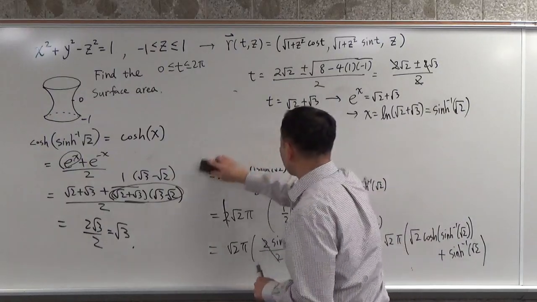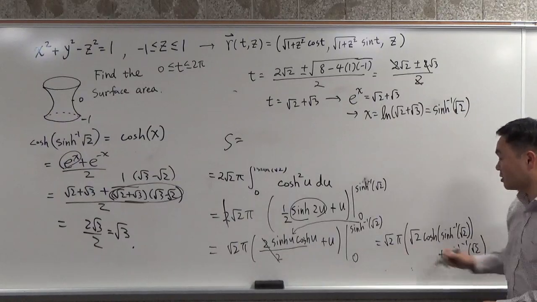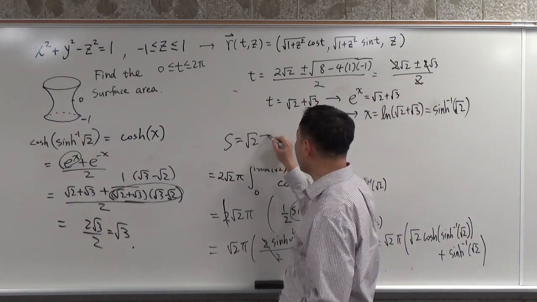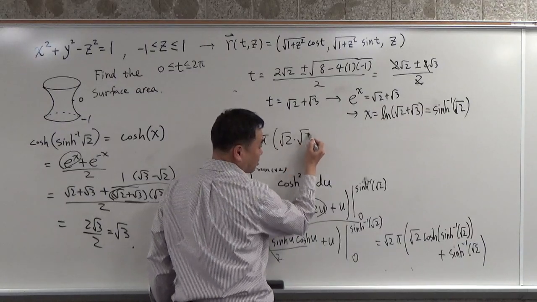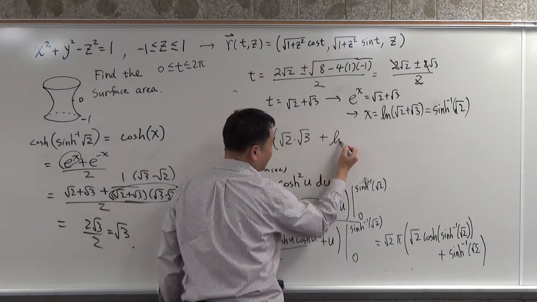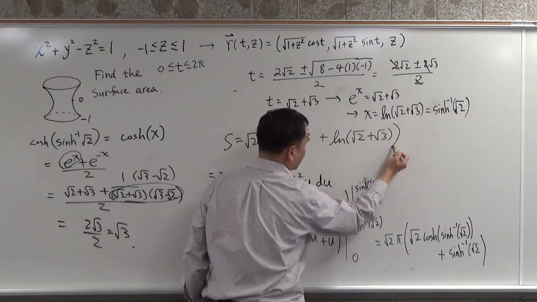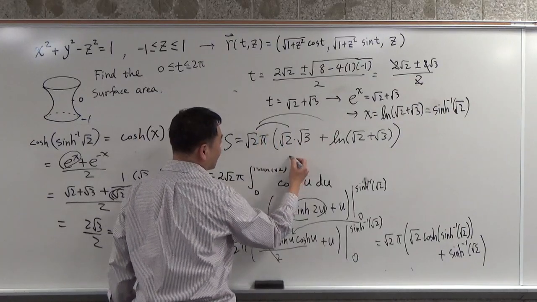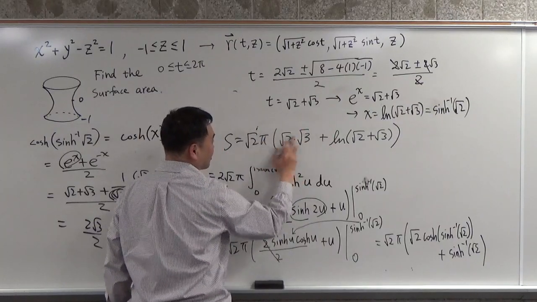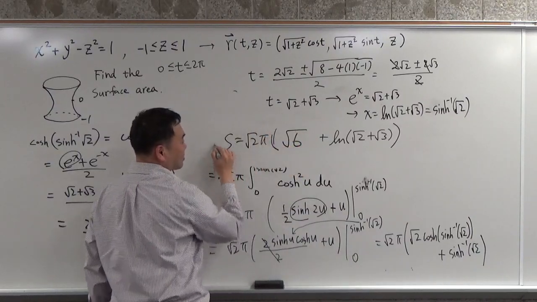The final answer, therefore, the surface area, is this thing, square root of 2 pi, square root of 2 times square root of 3, plus ln of square root of 2 plus square root of 3. And you can multiply this out, and I guess this is enough. I guess just rewrite this as square root of 6. That's it. That's the final answer.